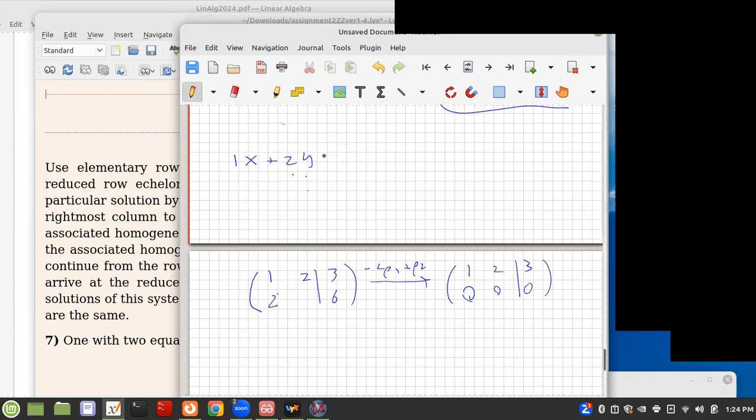If you have something that is in row echelon form and reduced row echelon form at the same time, is that wrong? How about this system?